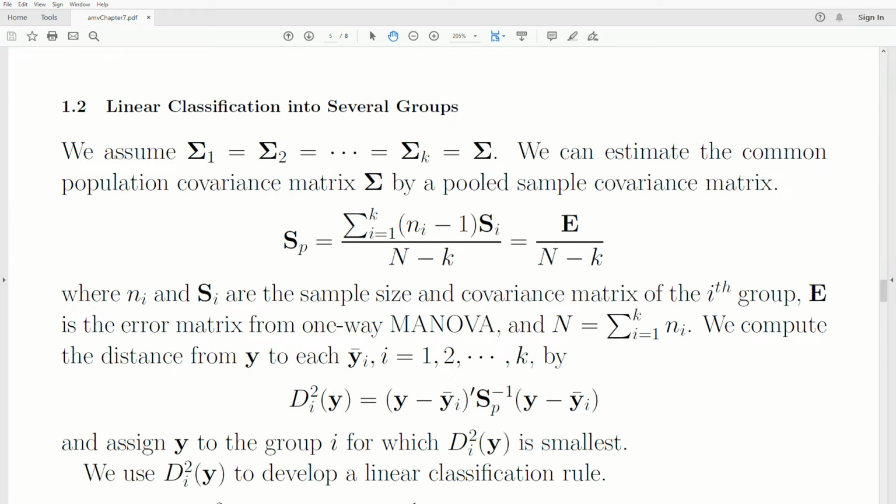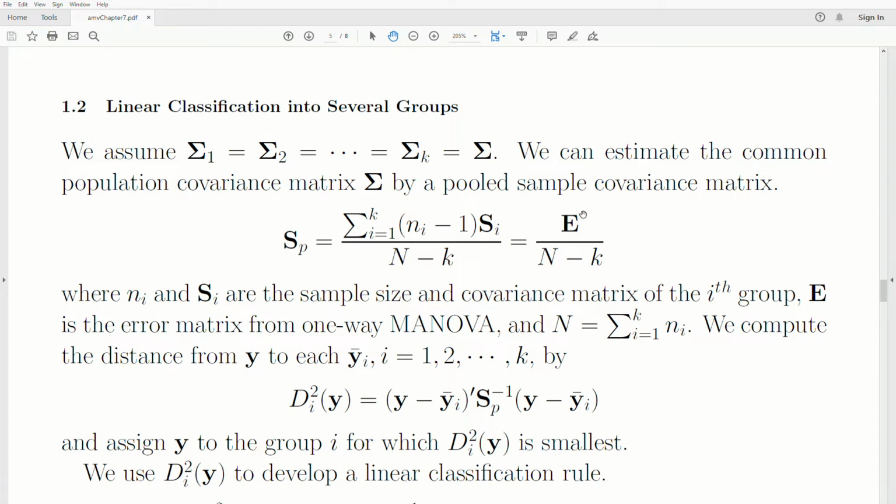So the setting is we have K groups, and we're in a multivariate setting, so each observation is a vector of length p with p variables. We have to assume that the covariance structure is the same or equal for the K groups. We generically call it sigma. And we estimate sigma with our pooled sample covariance matrix. So it's a linear combination of the sample covariance matrix divided by its degrees of freedom, which is capital N minus K.